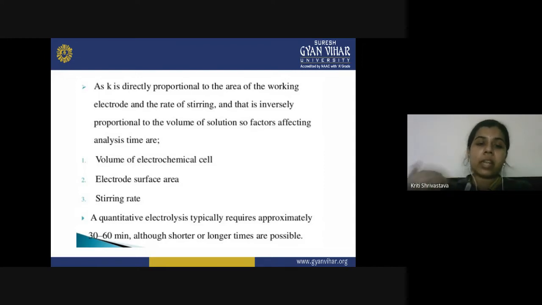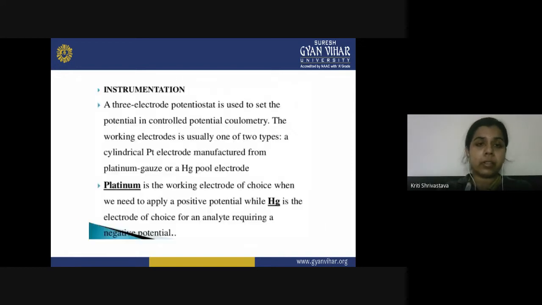A quantitative electrolysis typically requires approximately 30 to 60 minutes, although it could be shorter or longer than this. It depends upon the type of analyte and your experimental conditions.